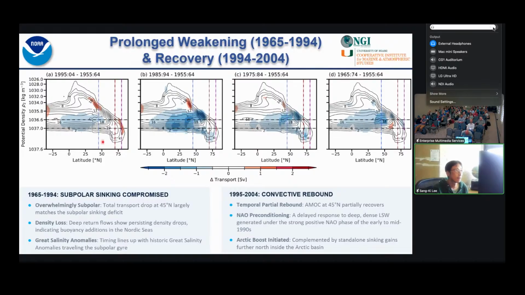And then for this period of 1995 to 2004, there is a partial recovery period. And this is the kind of delayed response to the deepest, densest Labrador Sea water formed in the early to mid-90s. And that was forced by the positive phase of NAO. This is a pretty well established increase in MOC during this time. And then another thing to notice is that the Arctic Ocean is starting to show an increase in the water mass transformation during this period.